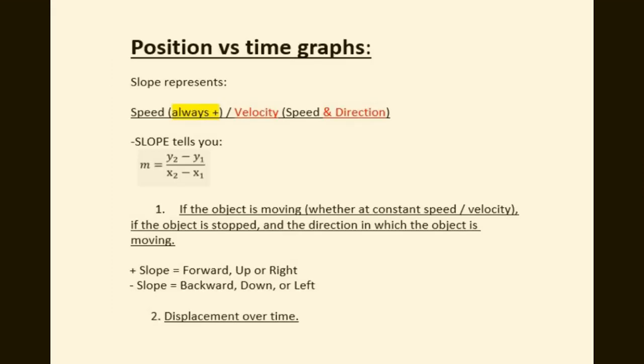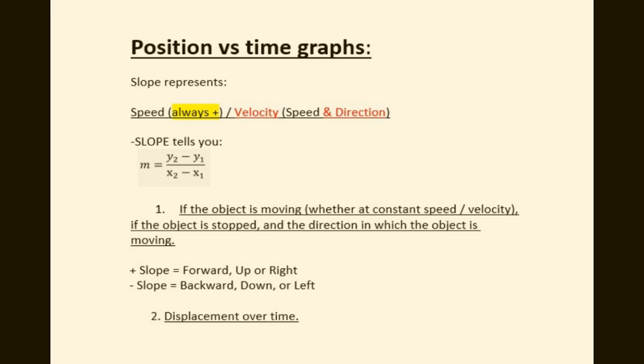In position versus time graphs, the slope represents either the speed or velocity. Remember that speed is always positive because it is a scalar value, whereas velocity can be negative because it includes our direction. Just as a reminder, you can always calculate slope when you have 2 points in a graph by going m equals y2 minus y1 over x2 minus x1.